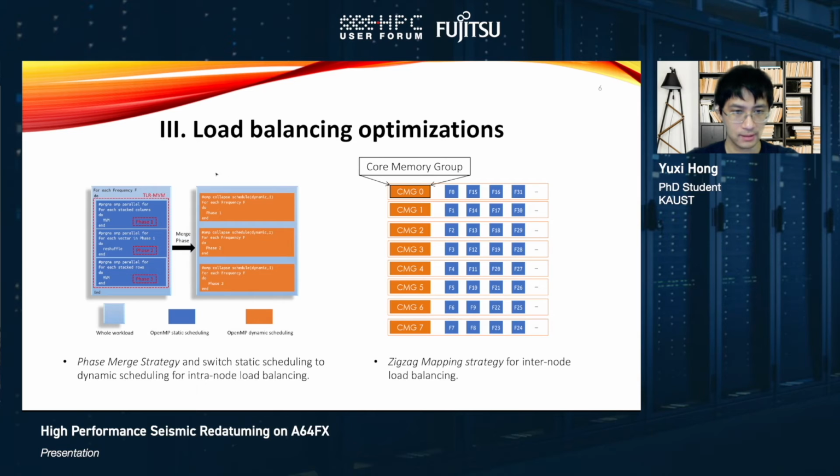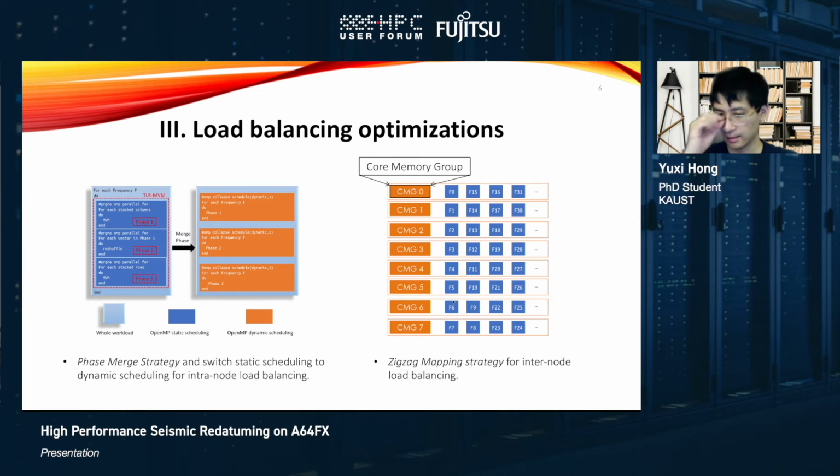So what we do is merge the phase of each frequency. For example, we do phase 1 of all the frequencies first, and then we enable dynamic scheduling of OpenMP. Then it will mitigate the load imbalance problem. Then we move to phase 2 and phase 3.